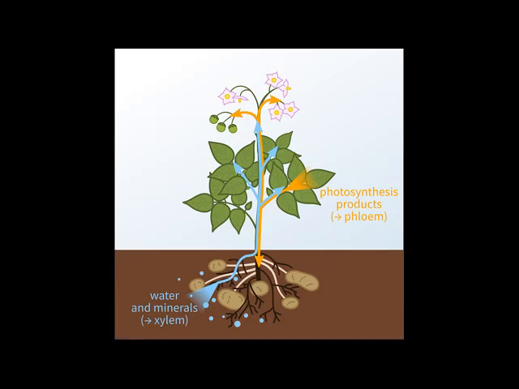And these are again some pictures so that you understand the difference between xylem and phloem. Blue color represents the xylem, yellow color represents the phloem.